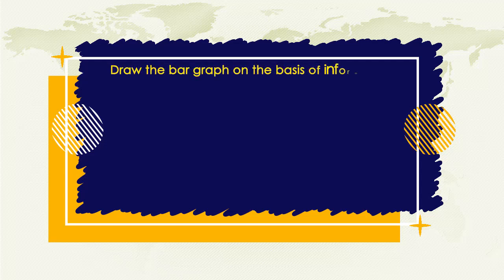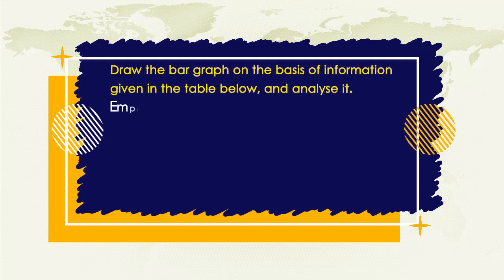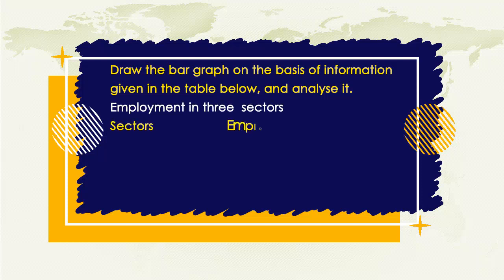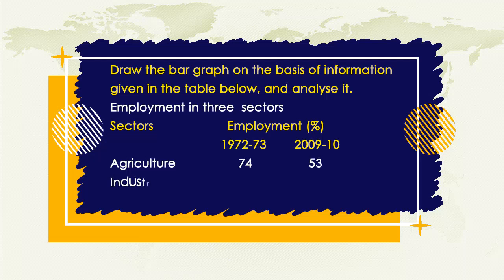Draw the bar graph on the basis of information given in the table below and analyze it. Employment in three sectors. Employment in percentage, 1972-73 to 2009-10. Sectors: Agriculture sector 74% to 53%. Industrial sector 11% to 22%. Service sector 15% to 25%.